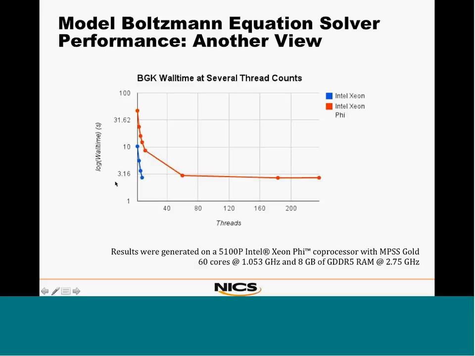Okay, and we're talking here about the log of wall time, and that being like 3. So we're not talking about long wall time. So that percentage is reasonably significant: 2-4% you can knock off by using the Phi to its fullest extent versus using the Xeon.